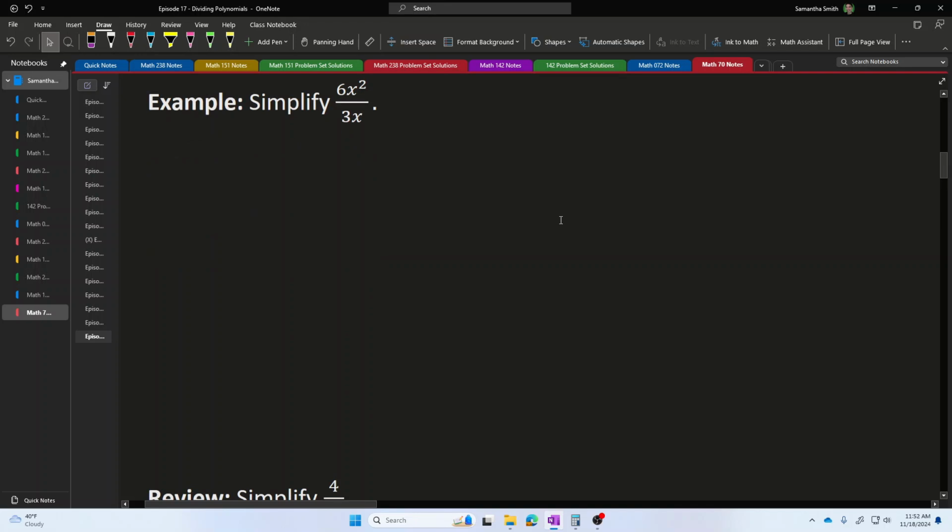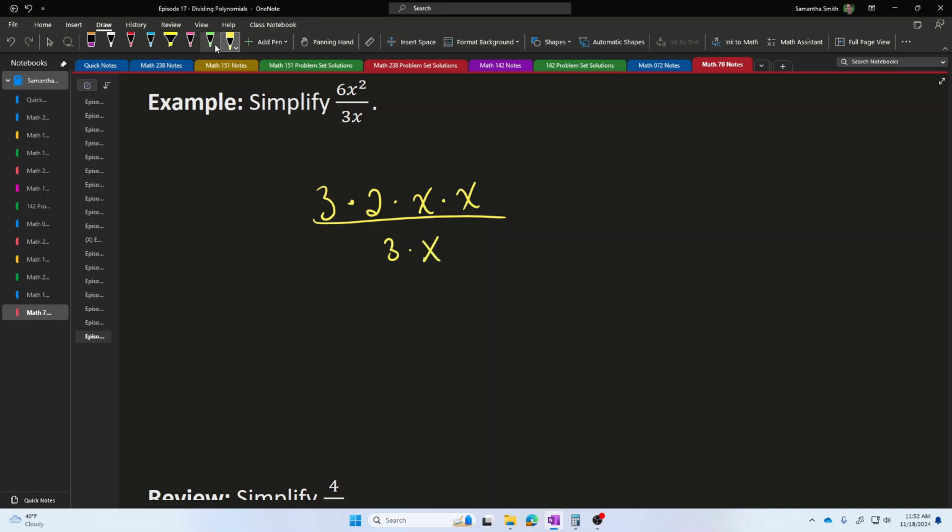If someone gives me the fraction 6x squared, and I want to divide that by 3x, then I can think about 6 as being 3 times 2, so I can see a multiplied 3 inside of 6. And I can think about x squared as x times x. Now, a multiplied 3 and a divided 3 cancel each other out. So this multiplied 3 followed by this divided 3 will cancel.